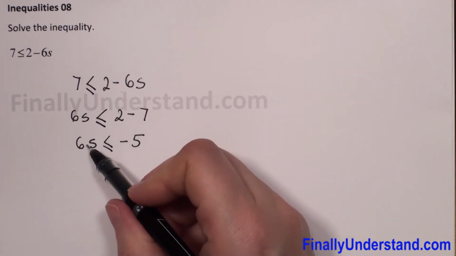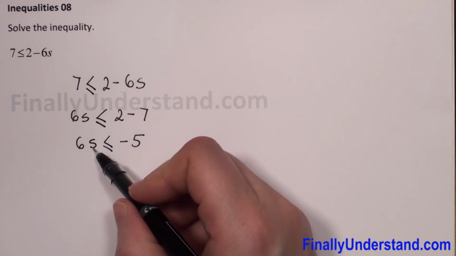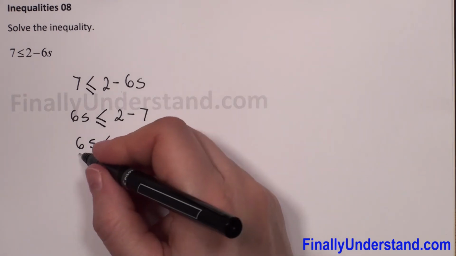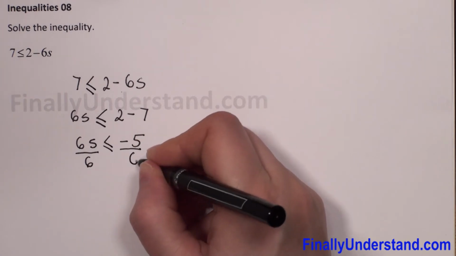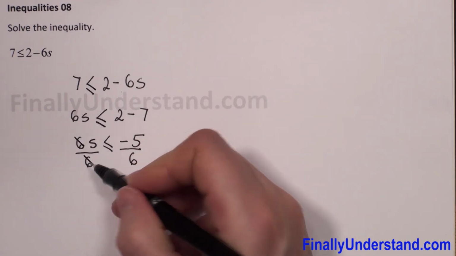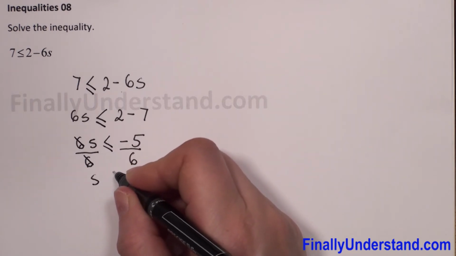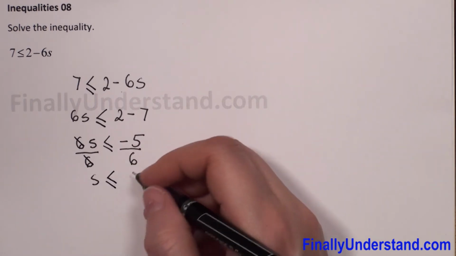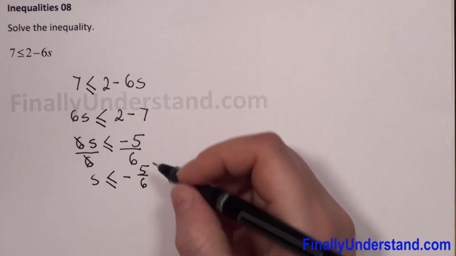Now, because I have multiplication here and I need to get only s on the left side, I divide both sides by 6. So 6 and 6 will cancel, and I have s is less than or equal to negative 5/6.